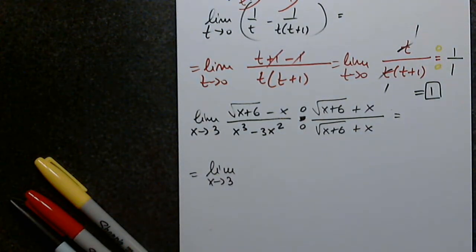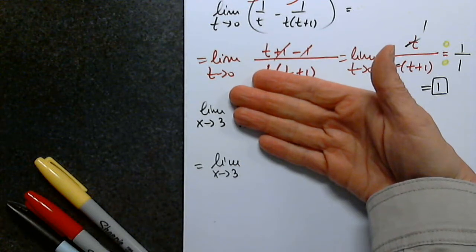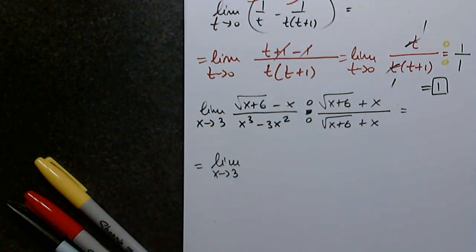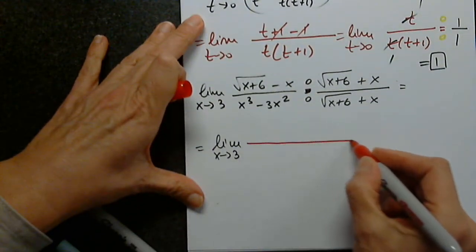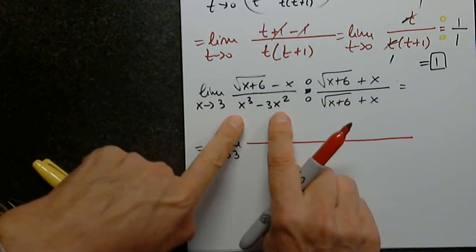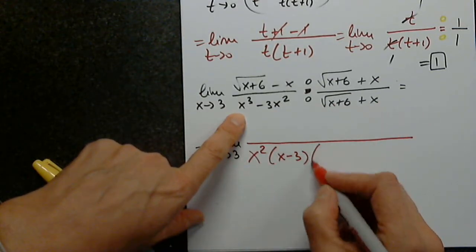So then the limit as x approaches 3. If we get 0 over 0, which factor do you hope to remove from the top and bottom if the limit exists? Which factor? X minus 3. Thank you very much. Very good. So then the top. And I will also factor out what here? The x squared. Perfect. So I have an x squared, and I have an x minus 3, and I have this.